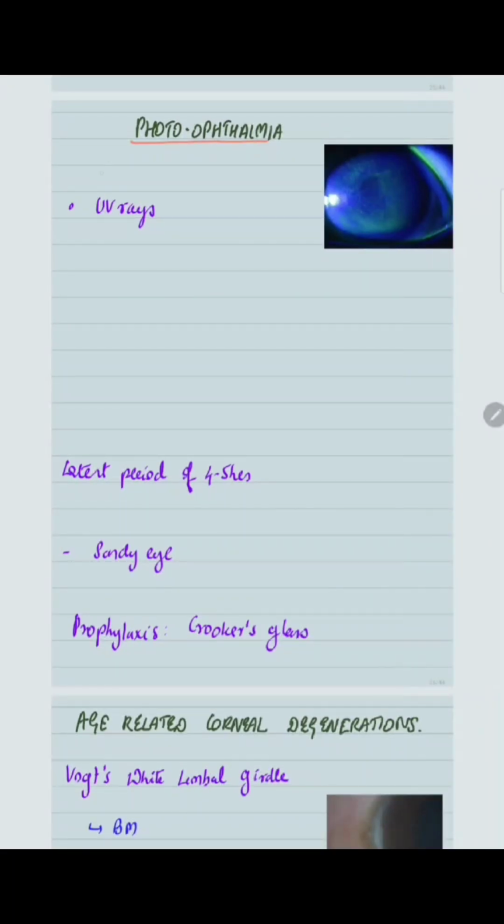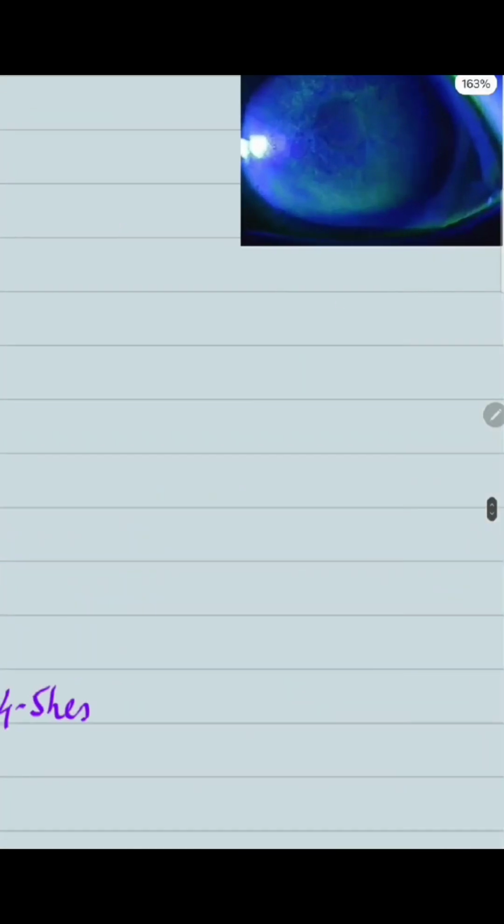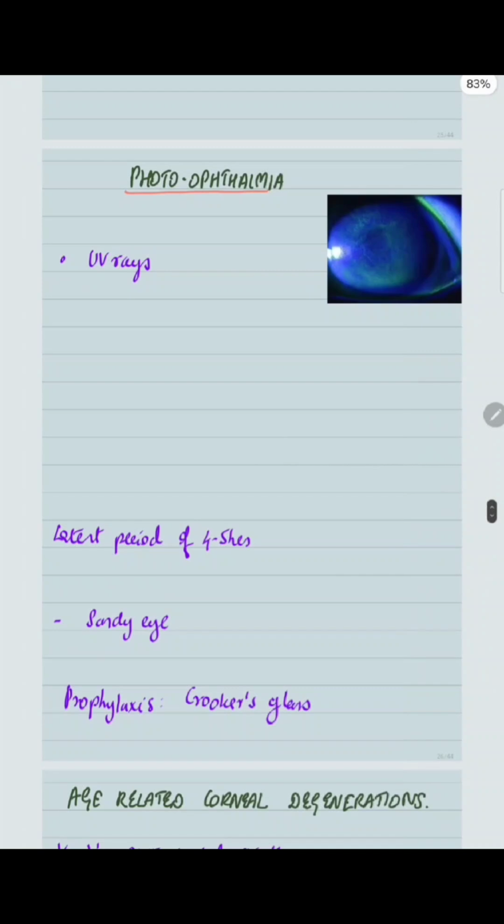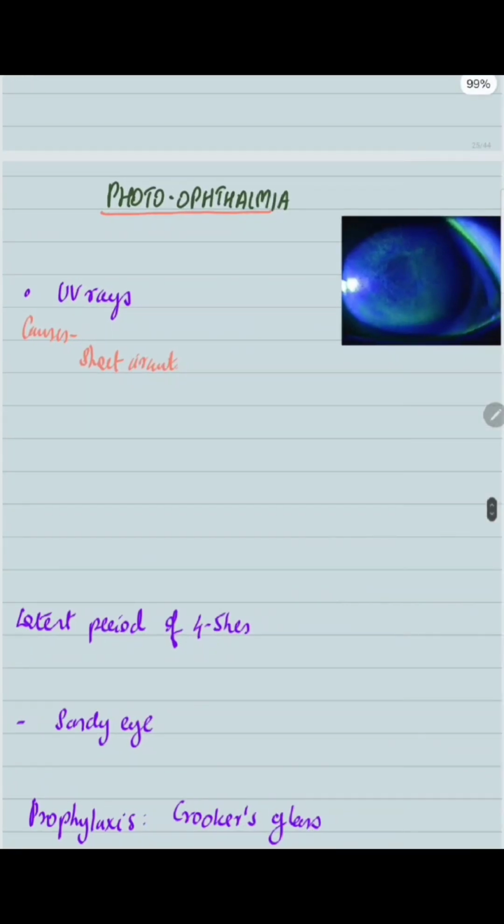Next, coming to photophthalmia. Photophthalmia is multiple erosions due to effect of UV rays, especially from 311 to 290 nanometers. Causes include exposure to bright light of a short circuit, or naked arc light exposure as in industrial welding and cinema operators, or snow blindness due to reflected UV rays from snow surface.